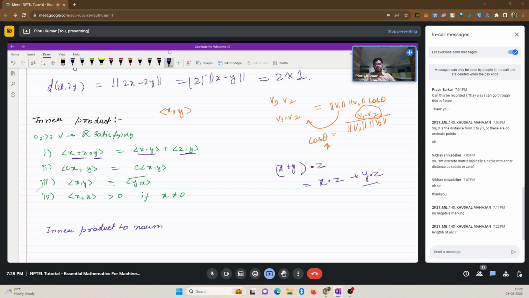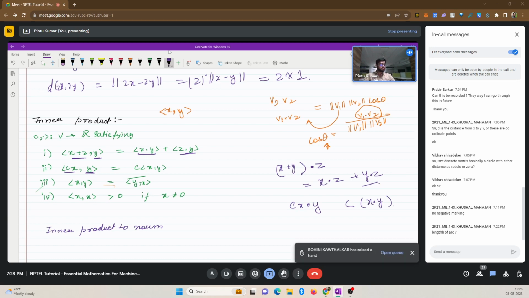Now the second property: if I have cx and I take its dot product with y, then I can take my c out and just calculate x dot y. The same thing holds here: if you have cx and you take its inner product with y, then the result must be c times <x, y>.